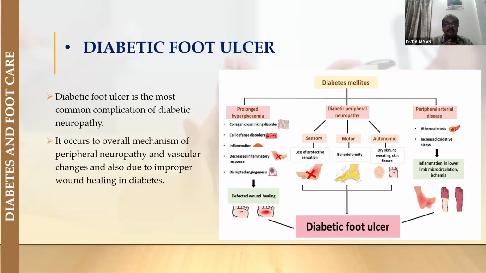To prevent diabetic foot ulcer, we control prolonged hyperglycemia, and we prevent peripheral neuropathy and peripheral arterial disease. This is the protocol. Ulcer cleaning by itself does not give any benefit to the patient. So for diabetic foot ulcer management, we simultaneously manage the hyperglycemia, treat the diabetic neuropathy, and correct the peripheral arterial disease.